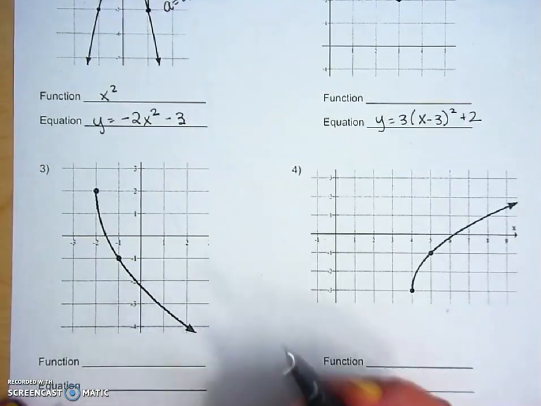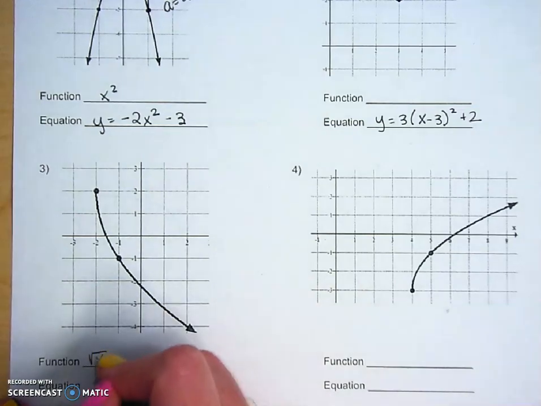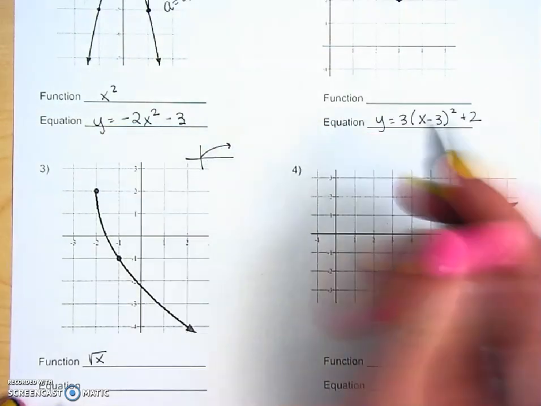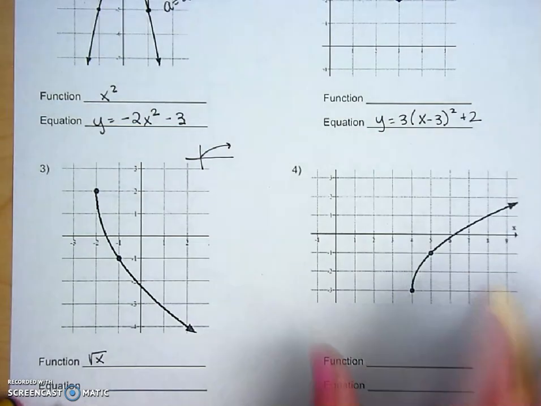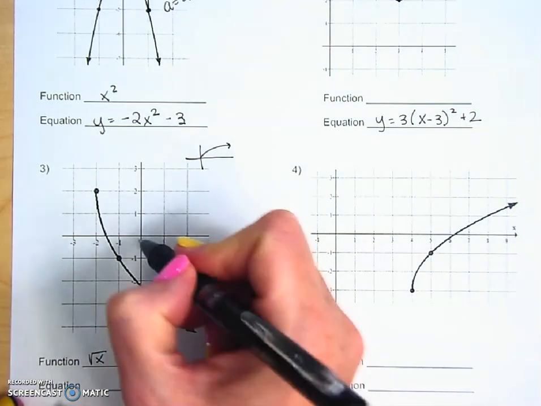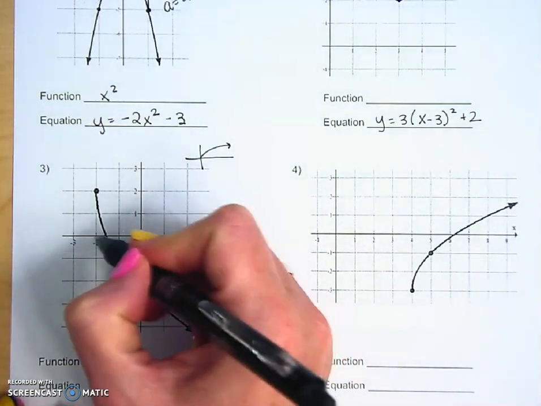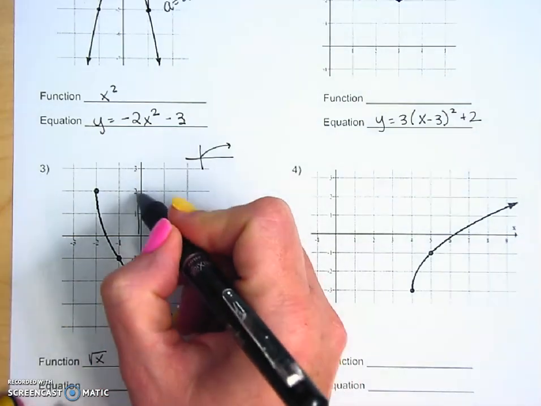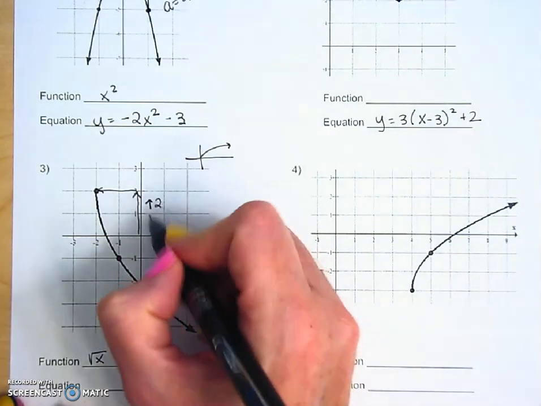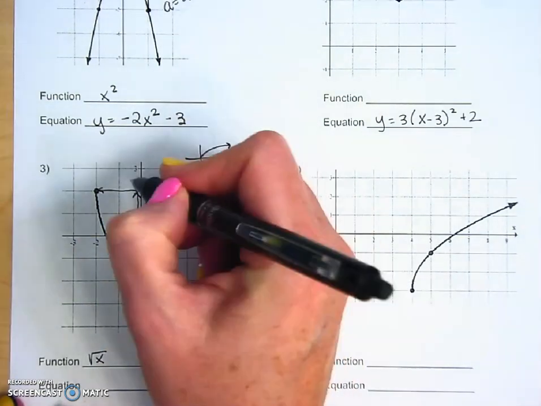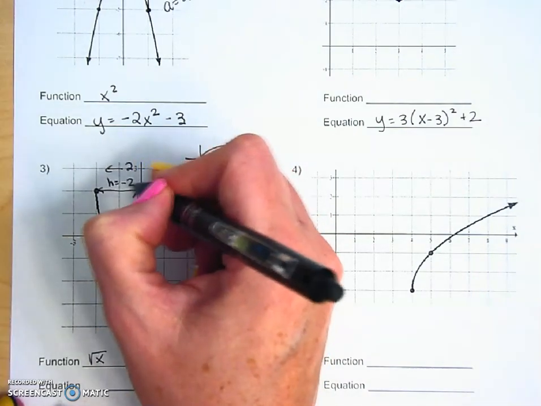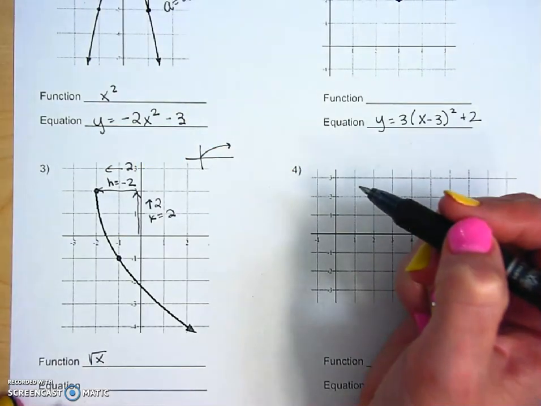this parent shape is square root of x, so that original shape looks like this. First let's talk about the origin shift. The original origin was 0, 0. This one went to the left 2 and up 2. So up 2 means k equals positive 2, and left 2 means that h equals negative 2 because it went to the left 2.